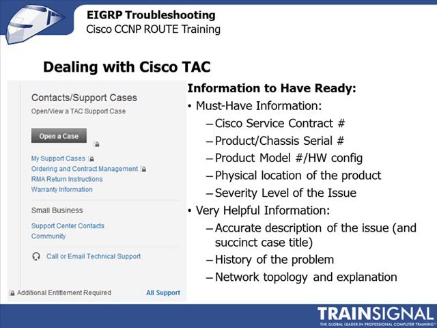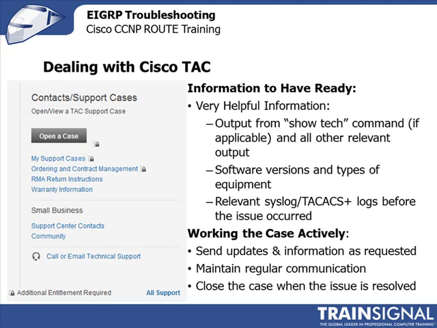Now, information that's very helpful to have, but not necessarily strictly required, is an accurate description of the issue, and usually some way of describing it with a title. That way you can use it for your case. Another would be a history of the problem. Is this a new problem? Is it a recurring problem? Is it intermittent? Being able to understand the history of it. How your network topology is set up, and explaining a little bit about the way equipment is deployed. Output from the show tech command, if it's applicable, and other relevant output, which you can actually attach using the case tool. Software versions and types of equipment. Relevant syslog or TACACS logs before the issue occurred can be helpful. So those are some pieces of information that can accelerate things just a little bit.